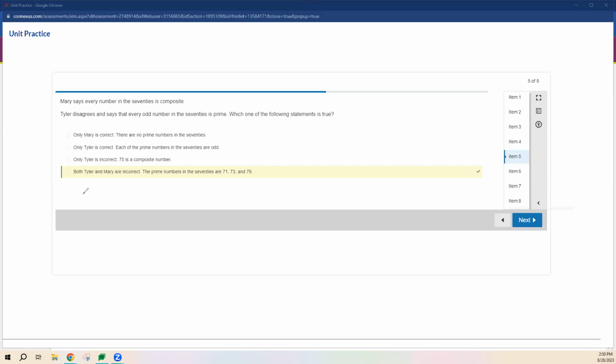Okay, so we're looking at our numbers in the 70s. That means 70, 71, 72, 73, 74, right? 75, 76, 77, 78, 79, and 80. And I would guess that these are probably not numbers that you've made a lot of factor rainbows for, that you've done a lot of arrays for. Okay, so let's think carefully about what we know and what we've learned so that we can see if Mary and Tyler are correct or incorrect.